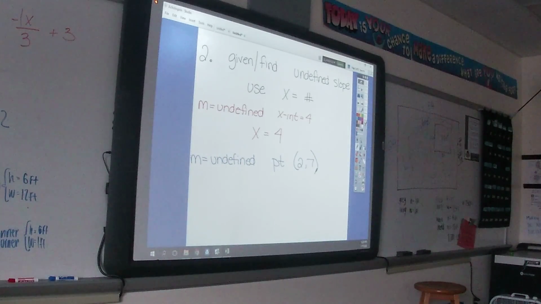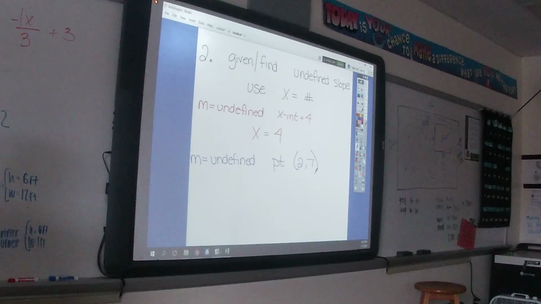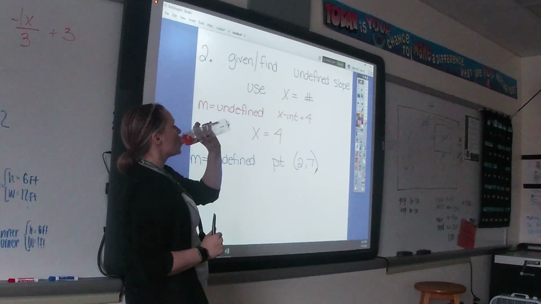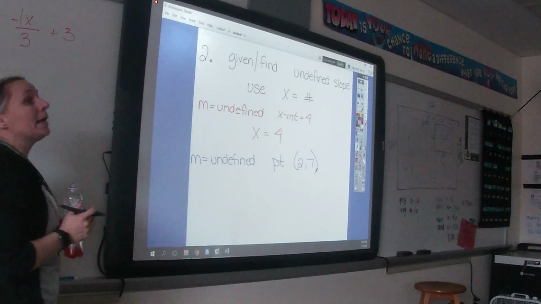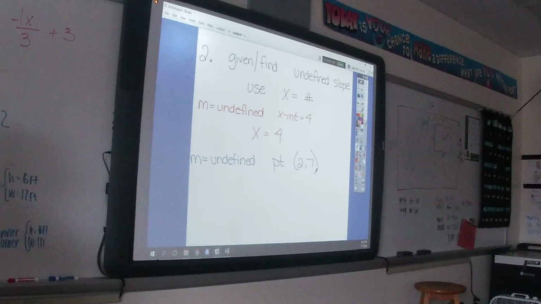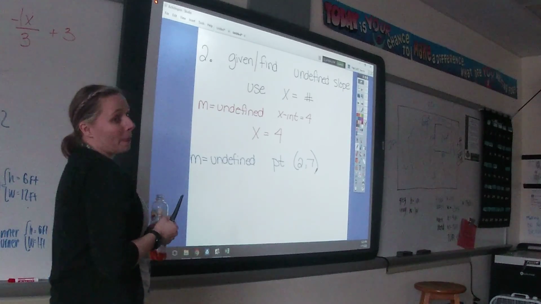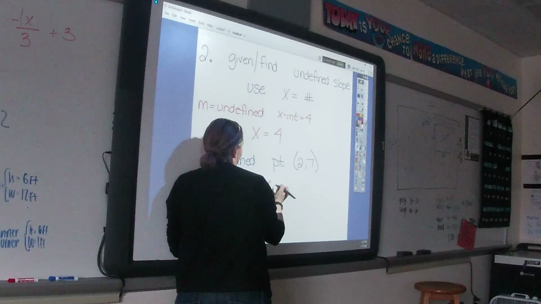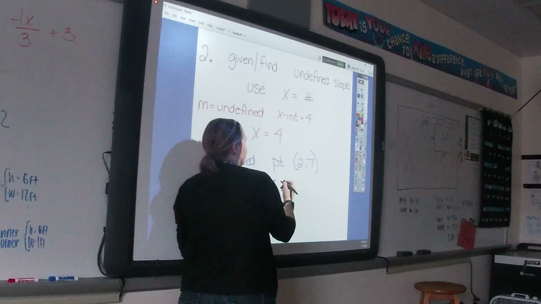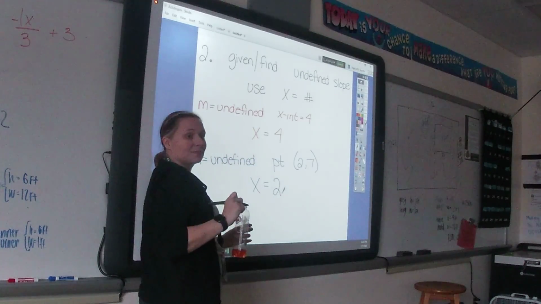Okay, how about we know something about a line, like it has undefined slope, and it passes through the point 2, 7. Cade, what do you think? You go to the point 2, 7, and you draw a vertical line. Yeah, but what is the equation of that line going to be? The equation would be x equals 2. Why 2? Because 2 is the x.